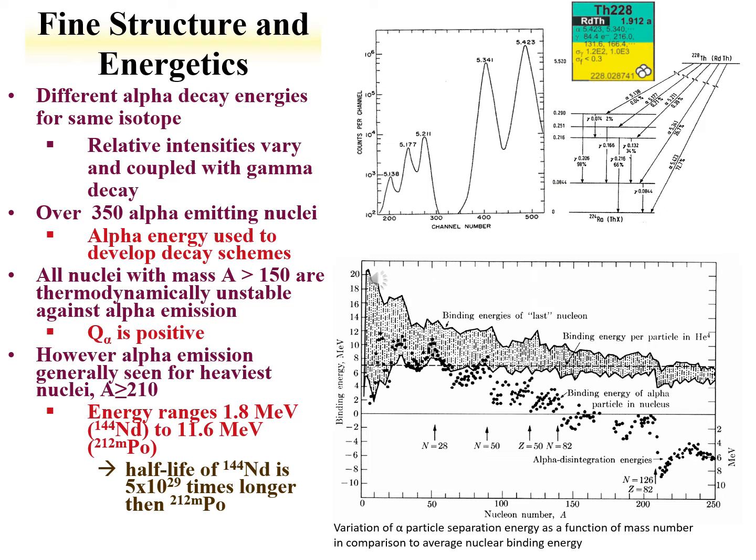Here's an example of an alpha decay spectrum for the decay of thorium-228. We see that there are a few different alpha decay energies observed, and I want to point out that this is log counts versus channel number. The channel number is directly correlated with energy.